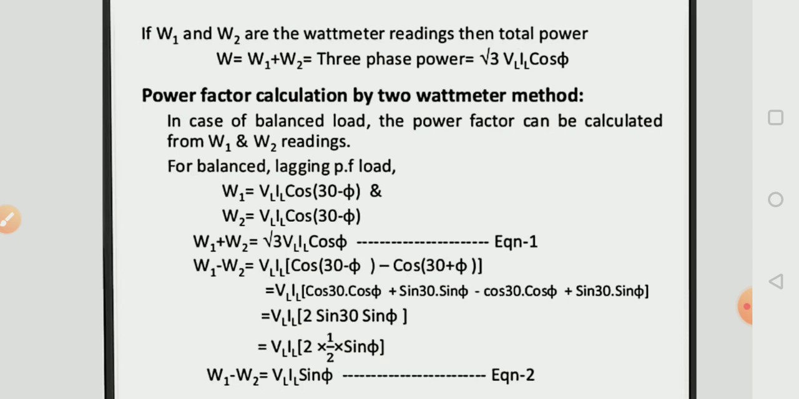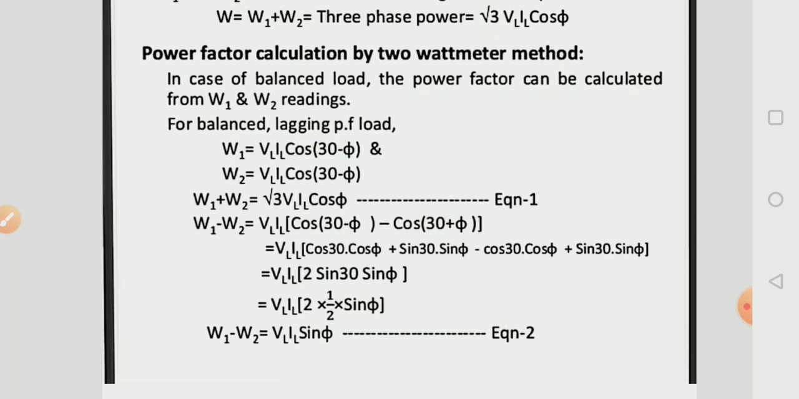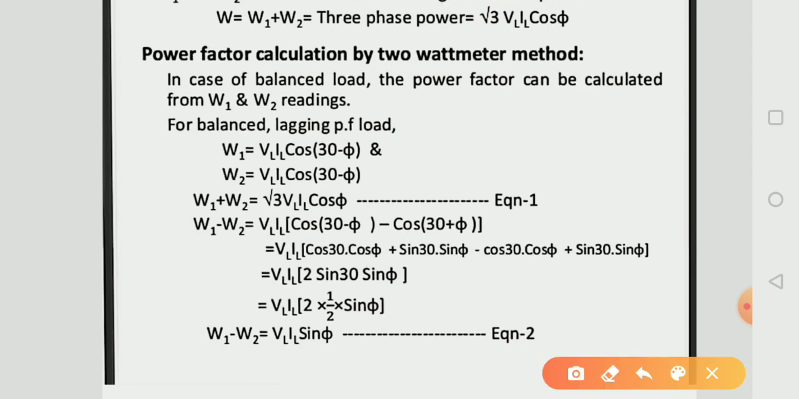Here, if we take the lagging power factor, the value of W1 is VLIL cos (30 minus phi), and W2 is VLIL cos (30 plus phi). If we add these values W1 and W2, it gives root 3 VLIL cos phi, and if we subtract them, W1 minus W2, it gives VLIL sin phi.